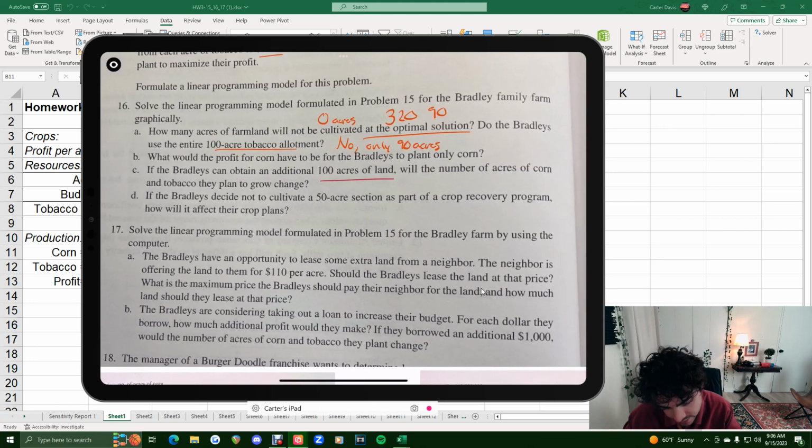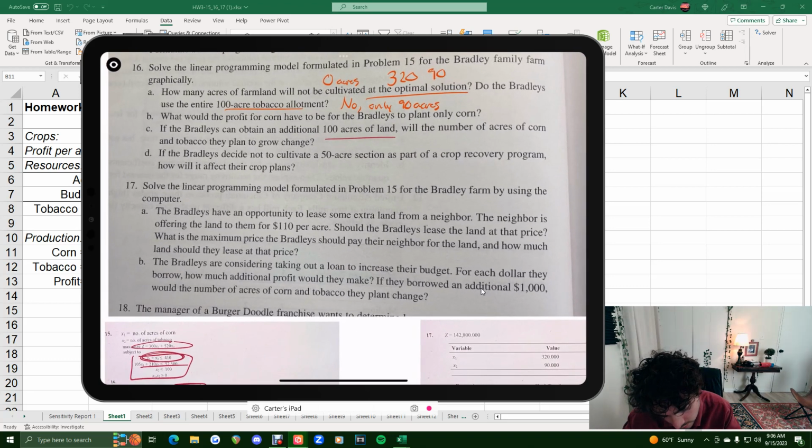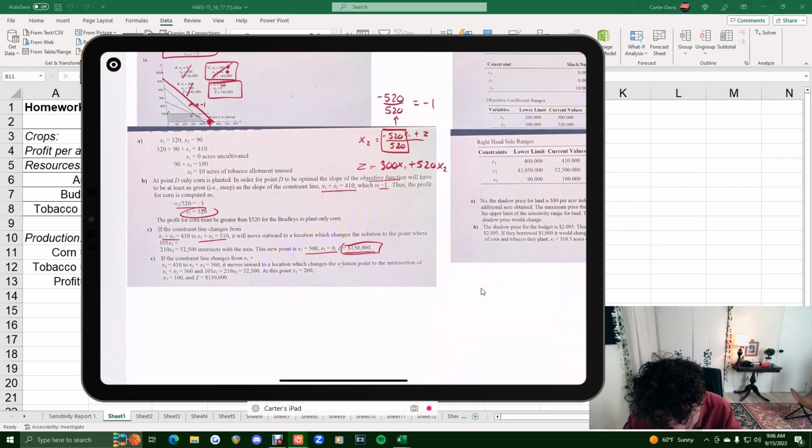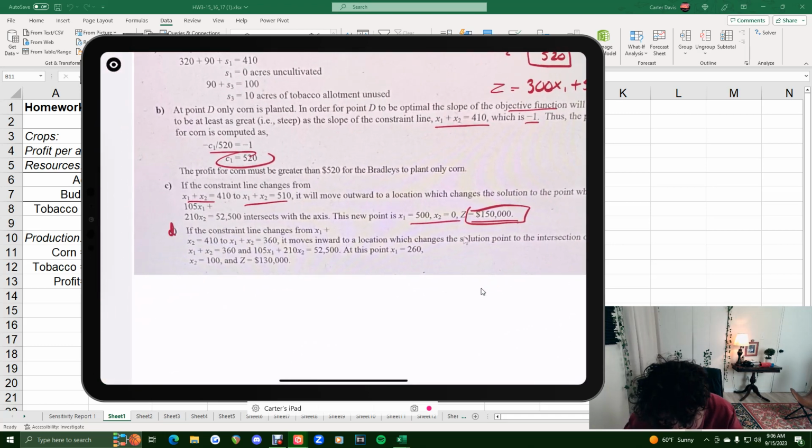They say if the Bradleys decide not to cultivate the 50-acre section as part of a crop recovery program, how will it affect their crop plan? So I guess if they're lessening it by 50, make sure I have this right. I think that's supposed to say D. Yeah, this is probably supposed to say D here. Constraint line moves from that to that, moves inward.